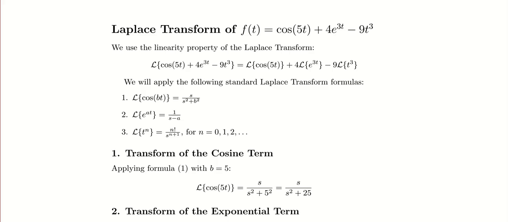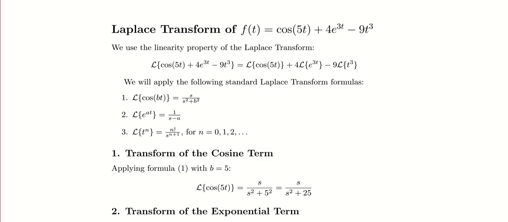So we want to find the Laplace transform of f of t equals cosine 5t plus 4e^(3t) minus 9t cubed. We will use the linearity property of the Laplace transform. So taking the Laplace transform of these three terms will be the same thing as finding the Laplace transform of each individual term and then factoring out the constants.